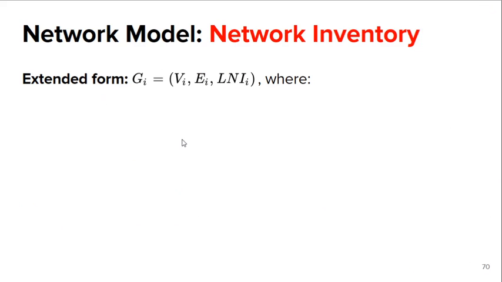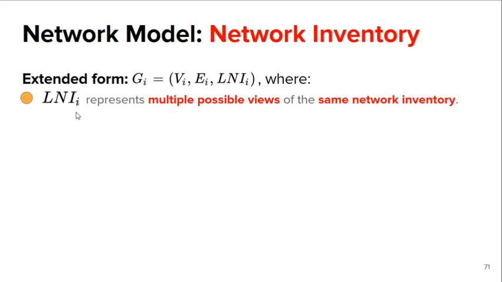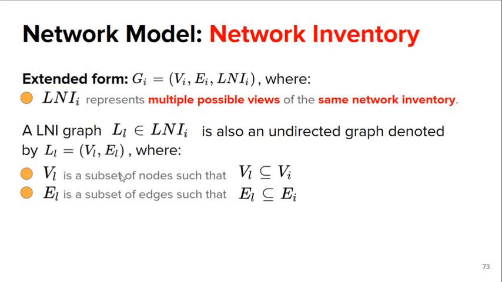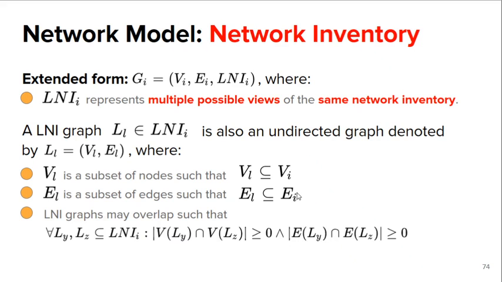In order to support graph collections, our network inventory model is extended to include a set of logical network inventory graphs, where LNI sub I represents multiple possible views of the same network inventory. We model an LNI graph as an undirected graph as well, where LNI nodes are a subset of the original network inventory nodes, and an LNI edge is a subset of the original network inventory edges. Eventually, LNI graphs may overlap.